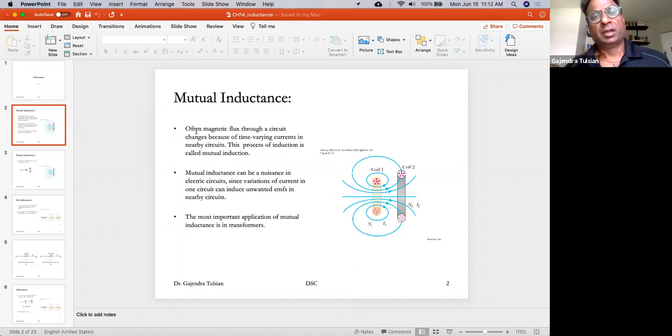So often magnetic flux through a circuit changes because of time varying currents in nearby circuits. This process of induction is called mutual inductance.